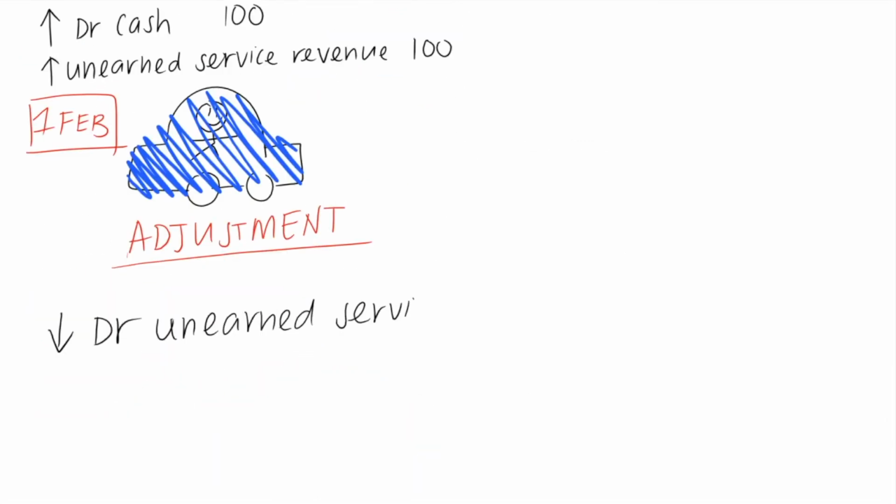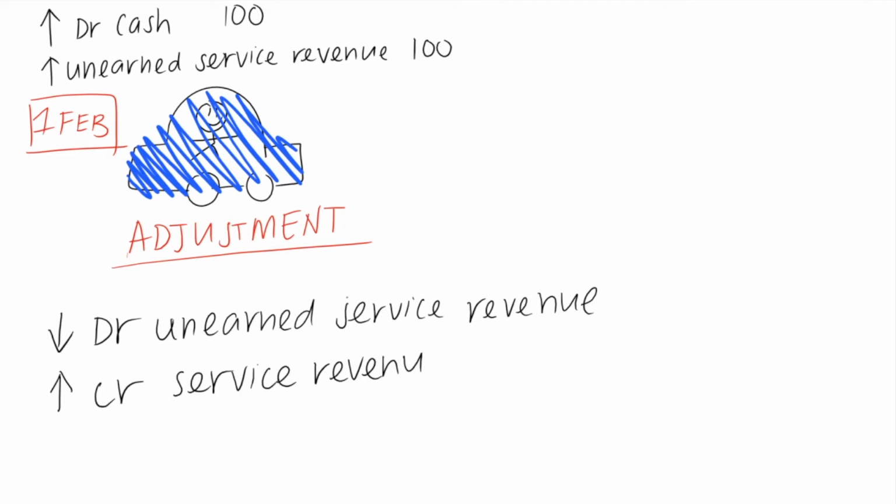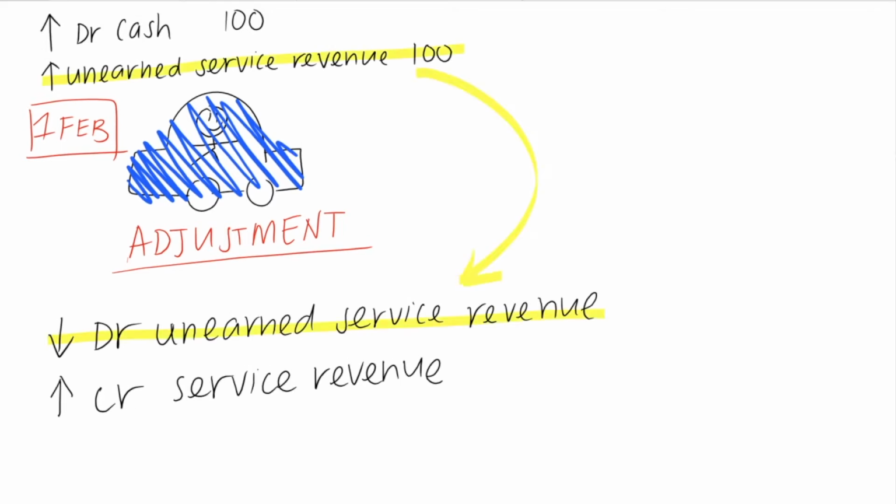We do this by reversing the unearned service revenue. There will be a decrease in unearned service revenue by debiting the value of the service provided. Since the $10 is now earned, we can increase service revenue by crediting $10.